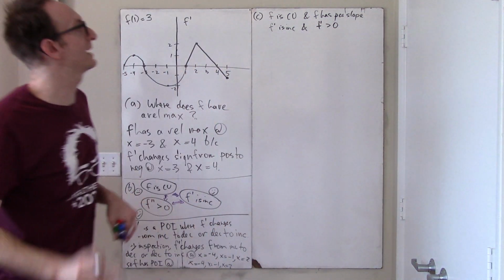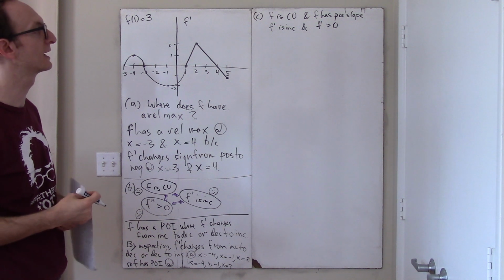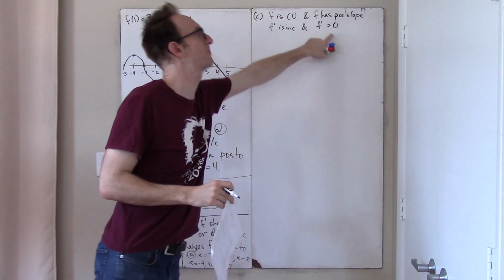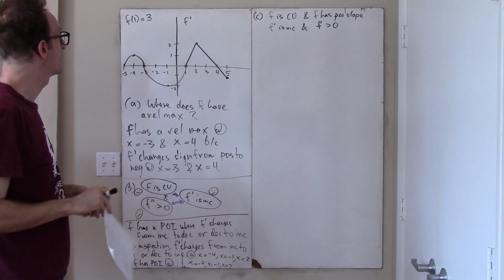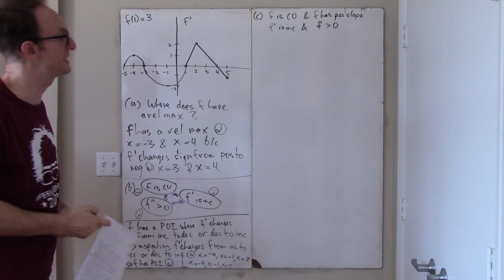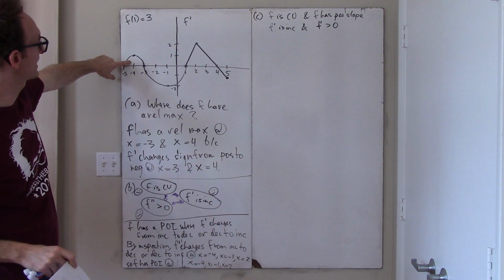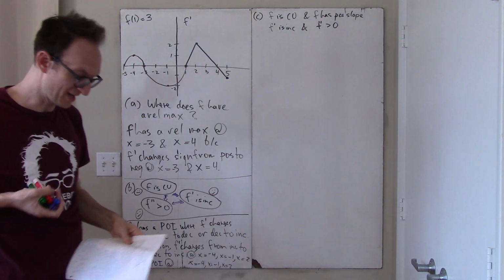Basically they might as well be asking us, on what intervals is f prime increasing and positive? And you can just look at the graph and answer: f prime is increasing and positive on the interval from -5 to -4 and from 1 to 2. And that's kind of it.